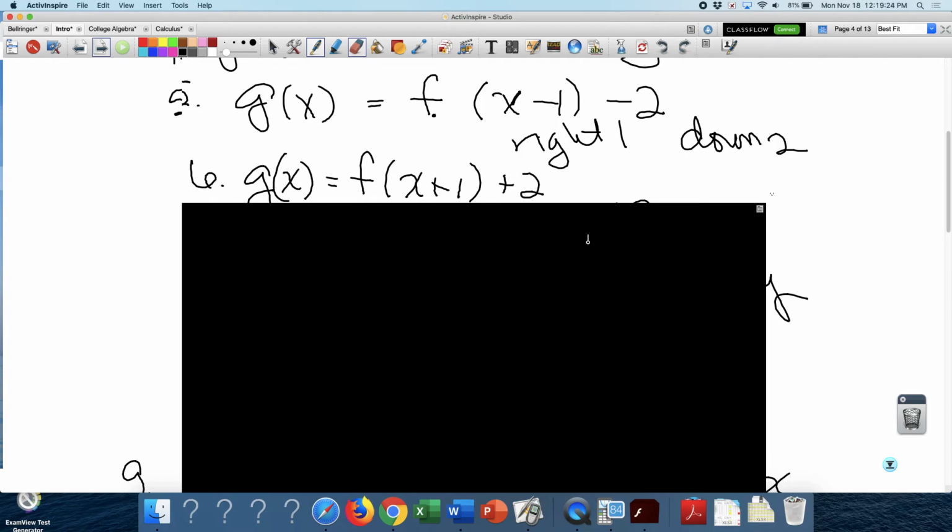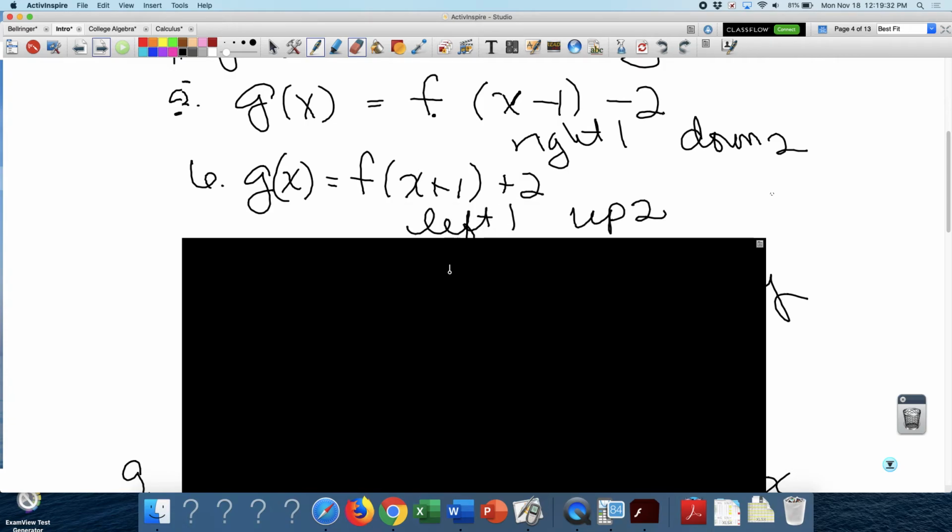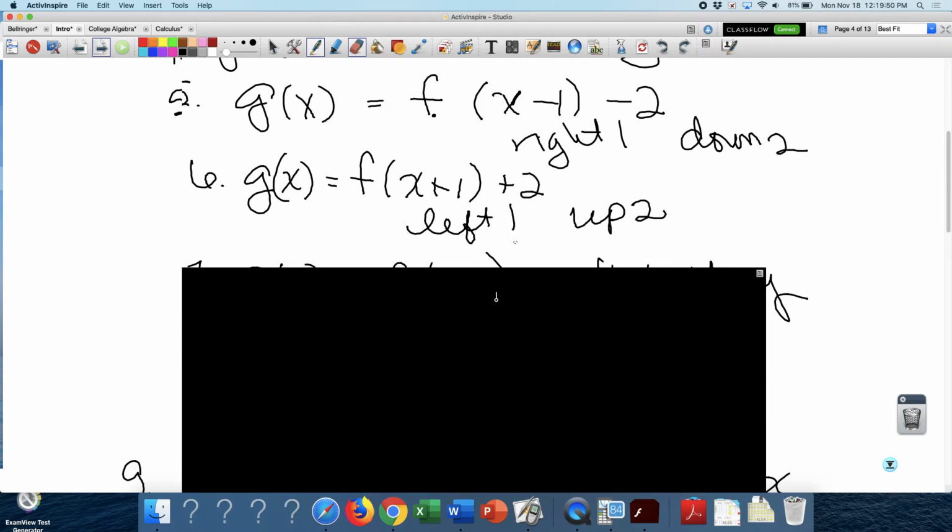Adam? Up 2 to the right. No. Left 1, up 2. Okay. In the bracket, it does the opposite. But the absolute value of 1 though is 1. We don't deal with absolute value in C or D. You didn't see me put absolute value on C and D up there. It's only A and B. Yeah, A and B are absolute value. C and D are not. C is inside the bracket.